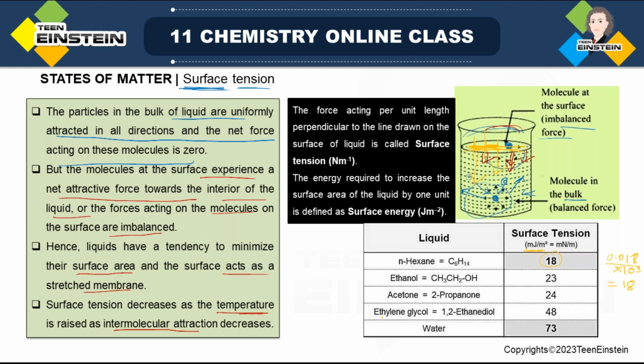Here we have these substances: liquid N-hexane, then ethanol, acetone, ethylene glycol, and water. See, surface tension values are given. The maximum value is for water.